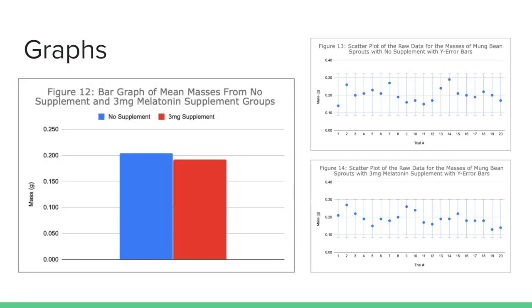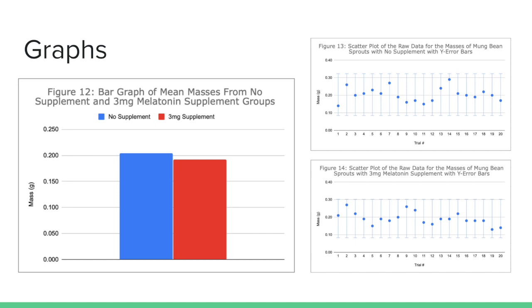Figure 12 compares the means of the masses collected from each group to act as a visual aid in understanding the difference between the two sets. The mean mass of the no supplement group is shown in blue, and the mean mass of the 3 mg supplement group is shown in red.